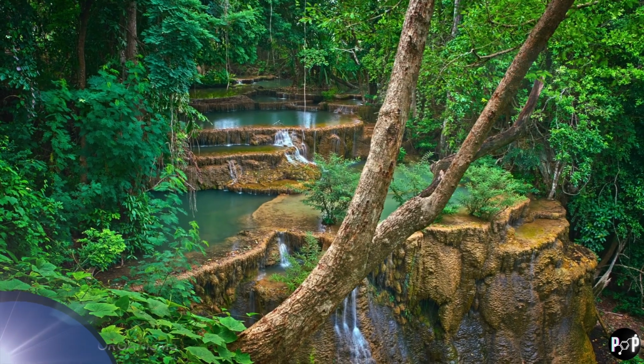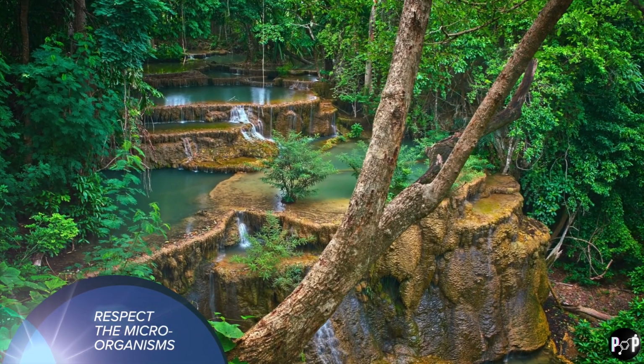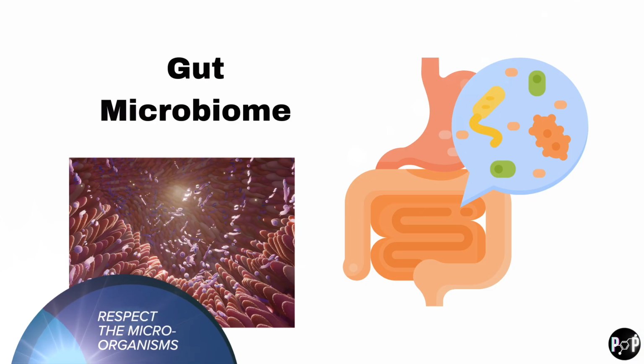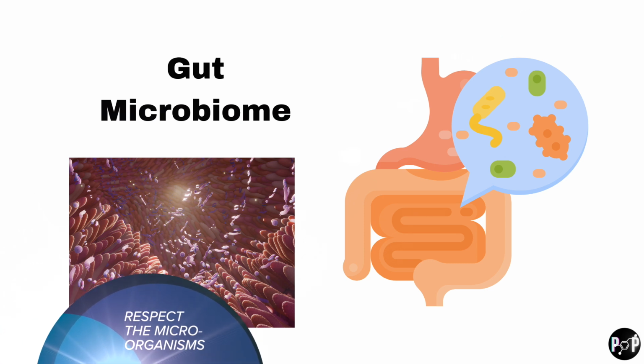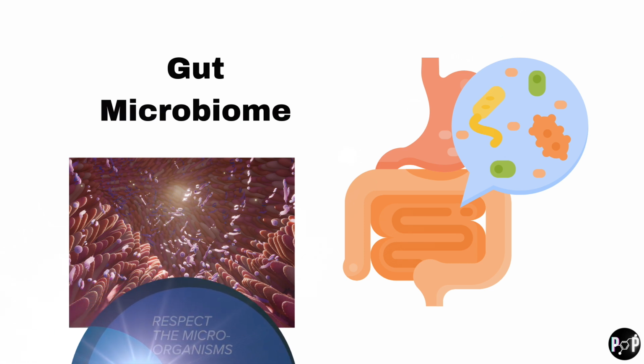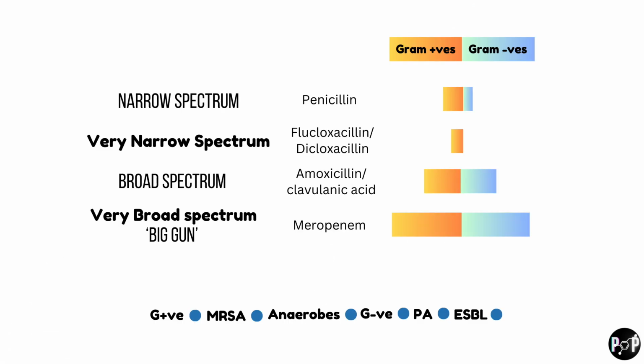Just as a reminder, we do live in a world owned by microorganisms, and our own immune systems are also highly dependent on a symbiotic relationship we have with bacteria, so antibiotics should be used judiciously and only when required. And also, where possible, a narrow-spectrum antibiotic is preferred to a broad-spectrum antibiotic.